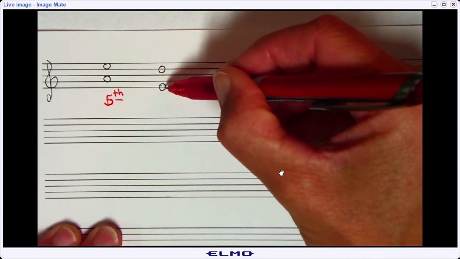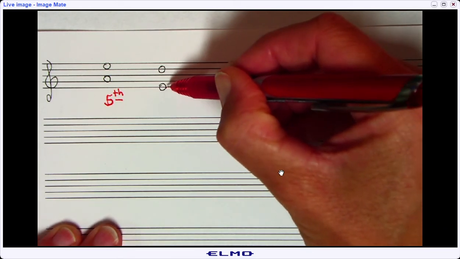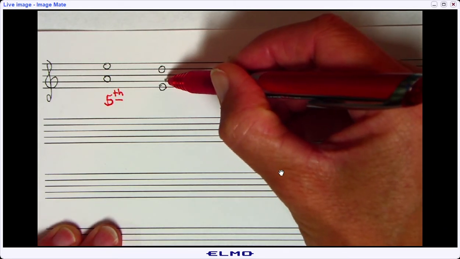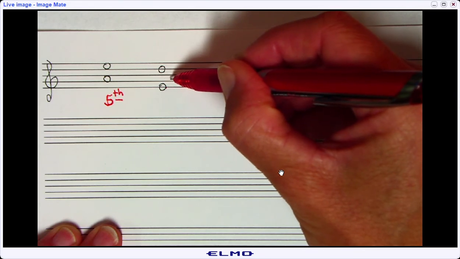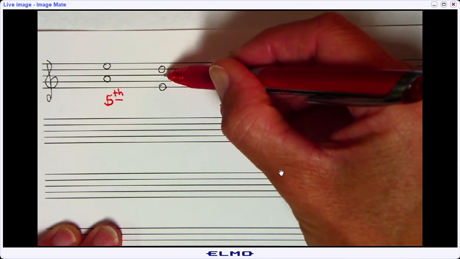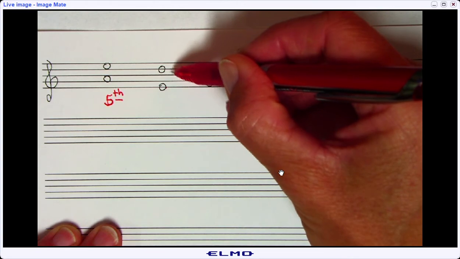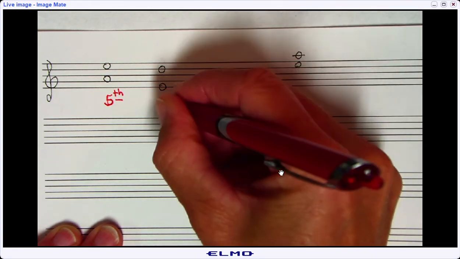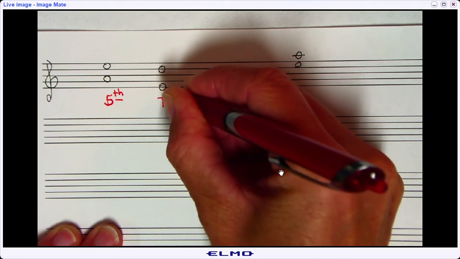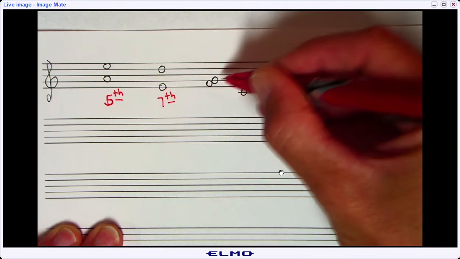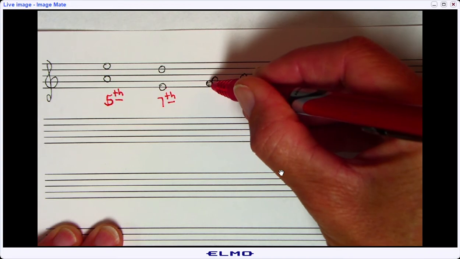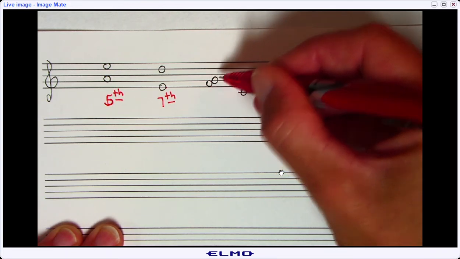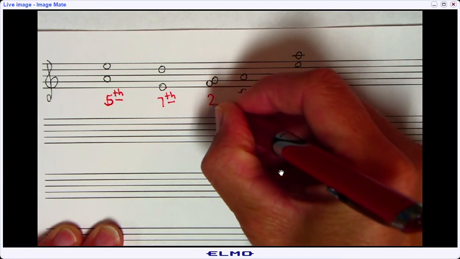Looking here, this is 1 on the line, 2 on the space, 3 line, 4 space, 5 line, 6 space, 7. That is 7 notes away. We call that a seventh, the interval of a seventh. These two are right next to each other, space to the line, 2 notes away. That is called a second.